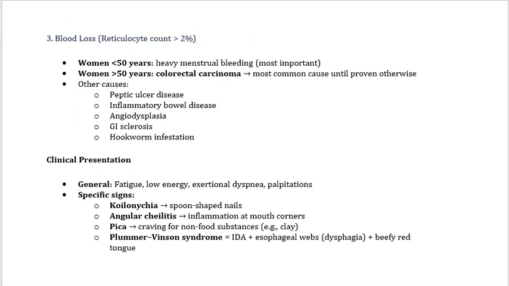Number three, blood loss. In this case, the reticulocyte count will be greater than 2%. For a woman less than 50 years, heavy menstrual bleeding is the most important cause of iron deficiency and iron deficiency anemia. And in women and men greater than 50 years of age, colorectal carcinoma is the most important cause until proven otherwise. Other causes include peptic ulcer disease.